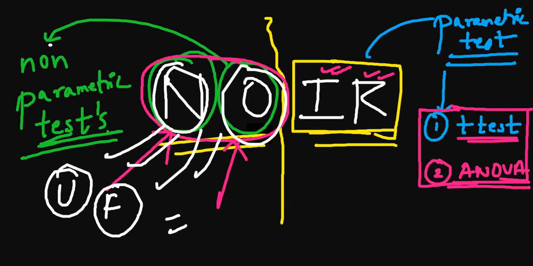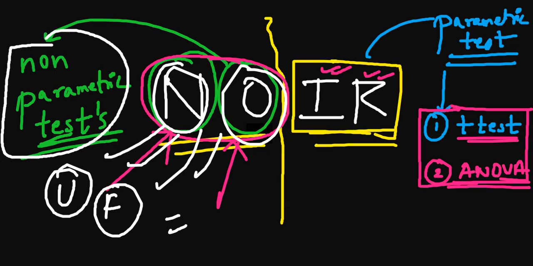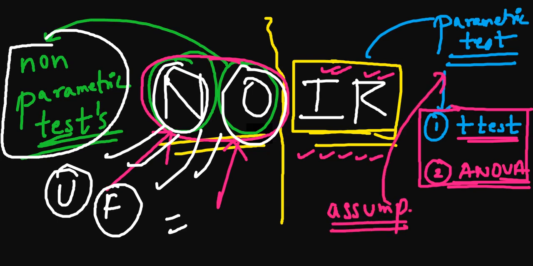And why we use non-parametric test? We only and only use non-parametric test whenever these things are not justified, whenever we are not having the assumptions of our parametric test fulfilled. Whenever we are not having the assumptions fulfilled, we will always go over to the non-parametric test.